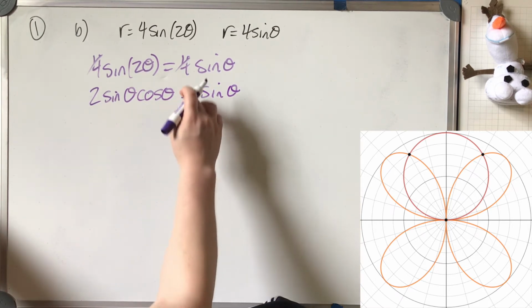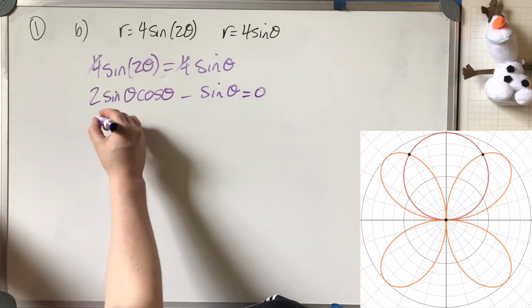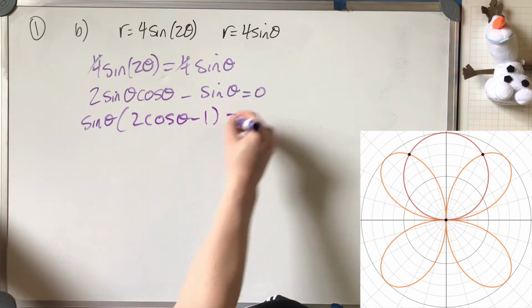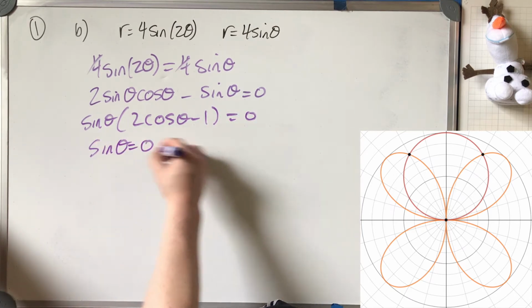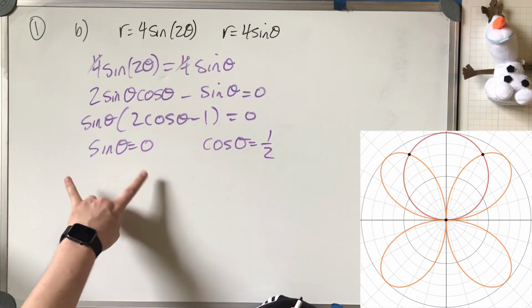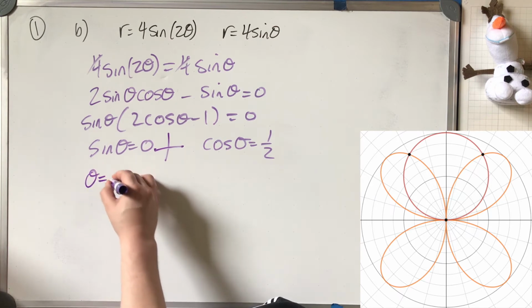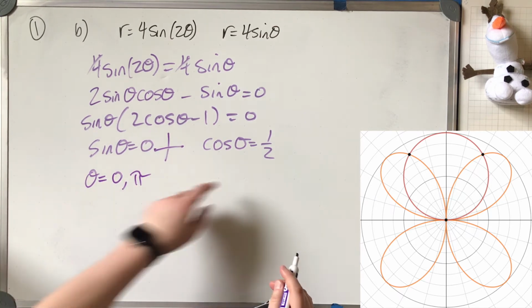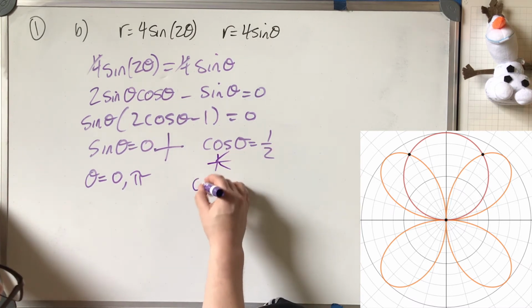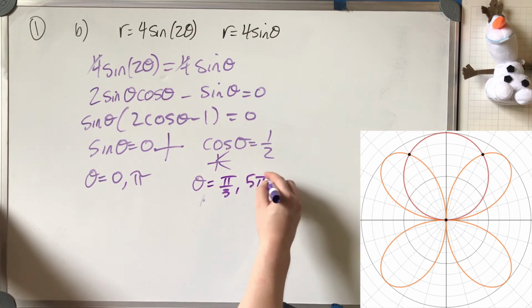And I'll just subtract this to the other side. And I can factor out a sine theta now. So I'll get sine theta times 2 cosine theta minus 1 equals 0. That gives me sine theta equals 0 and cosine theta equals 1/2. So sine theta equals 0 at 0 and pi. So I'm going to get theta equals 0 and pi. Cosine theta is going to equal 1/2 at, let's see, what is that? Pi over 3 and 5 pi over 3.